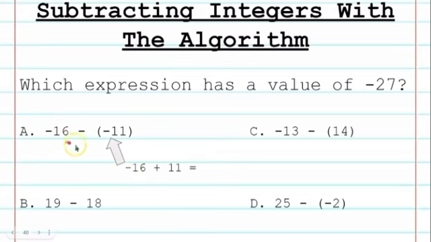So keep the first one the same, flip this, opposites. -16 plus 11 is our new equation. If we add that up, we're going to get -5. So this does not give you a value of -27, so that's not our answer.